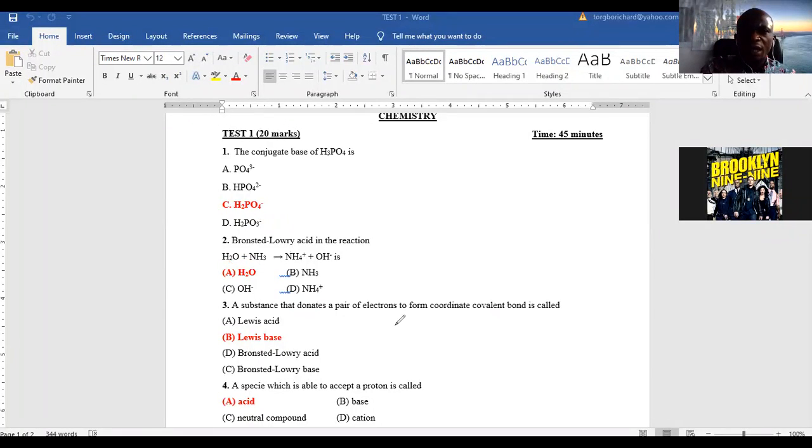Number 3, a substance that donates a pair of electrons to form a coordinate covalent bond is called, okay, we've actually not done this one, but I expected you to know because I know you were taught acid, base, and salt by Mr. Mansu. Beyond that, I also sent you the full notes of acid, base, and salt.